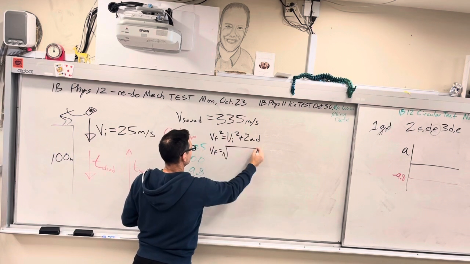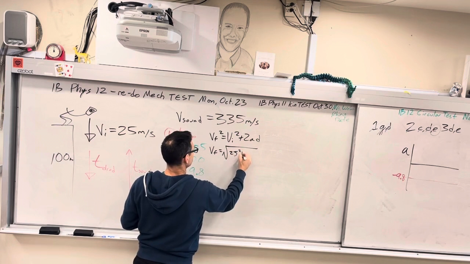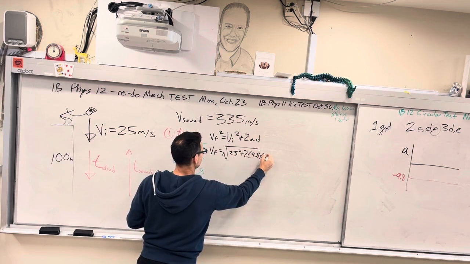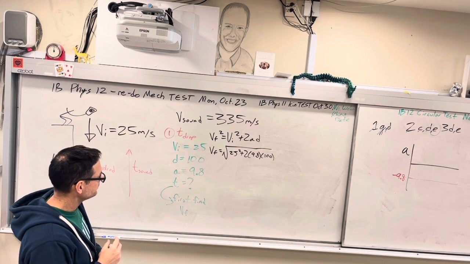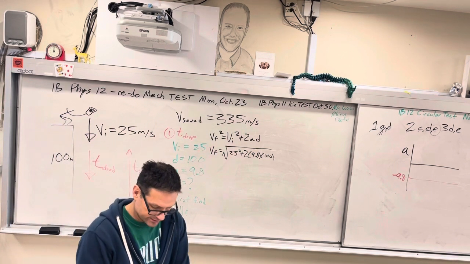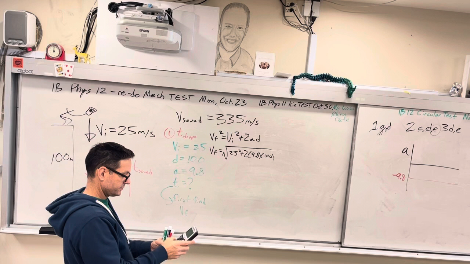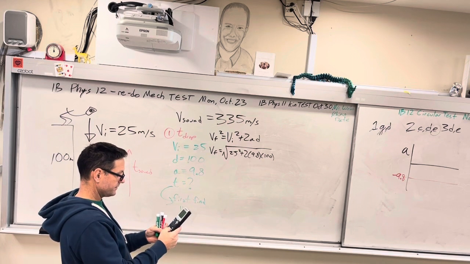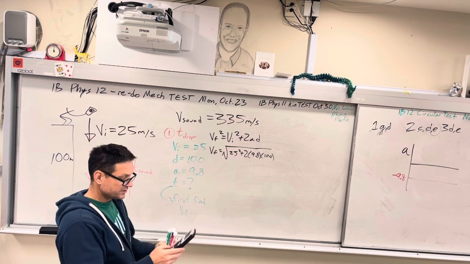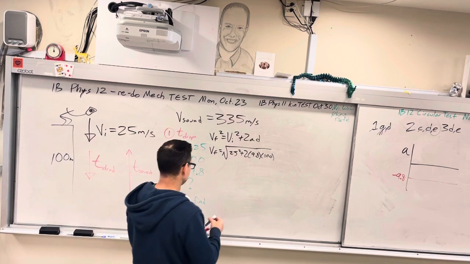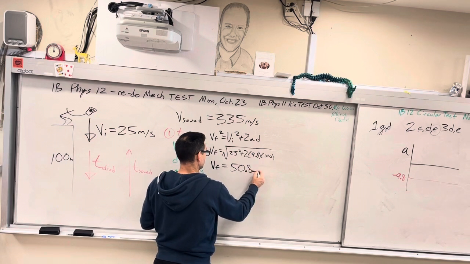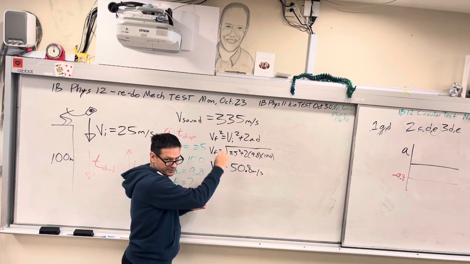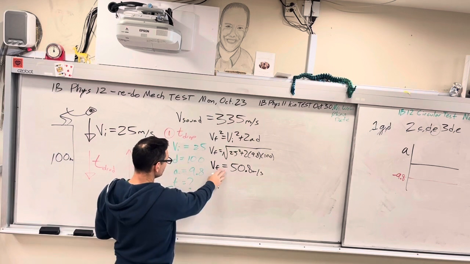So we're going to do the square root of 25 squared plus 2 times 9.8 times 100. And that's going to be 625 and 2,000. So 2625. That's ugly. 625 plus 2 times 9.8 times 100. Looks like 50.8 is my VF. It's positive because we made down positive, but it's still downward. Okay, that's my VF.